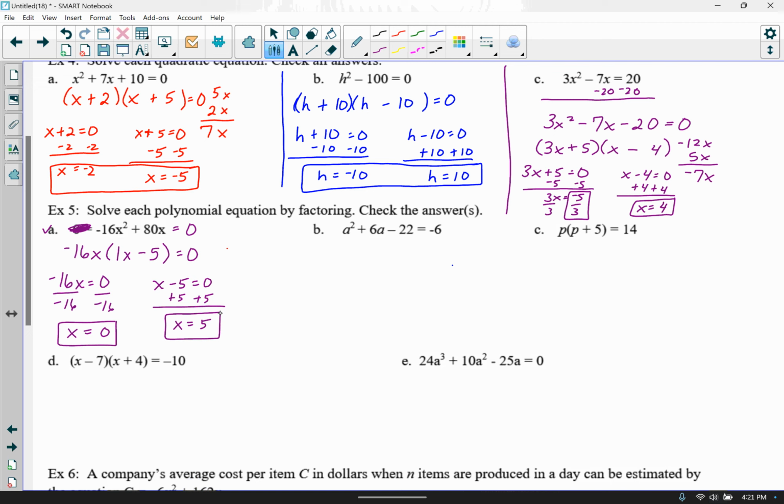All right, in letter B, hopefully you recognize I need to get it equal to 0 first. The first thing you do there is pull that 6 over. I'll let you try that one on your own. You can go ahead and pause it now if you like. Okay, let's go over to C.